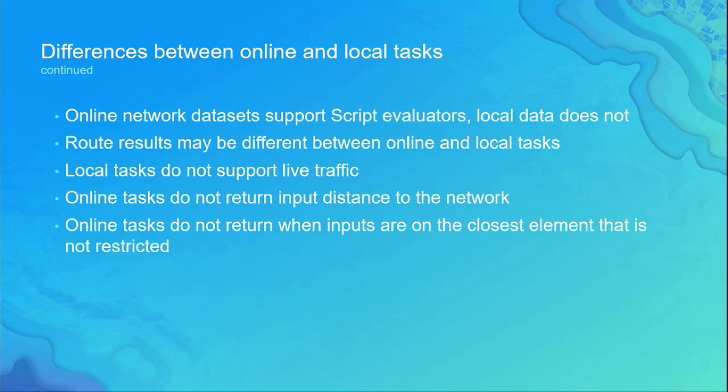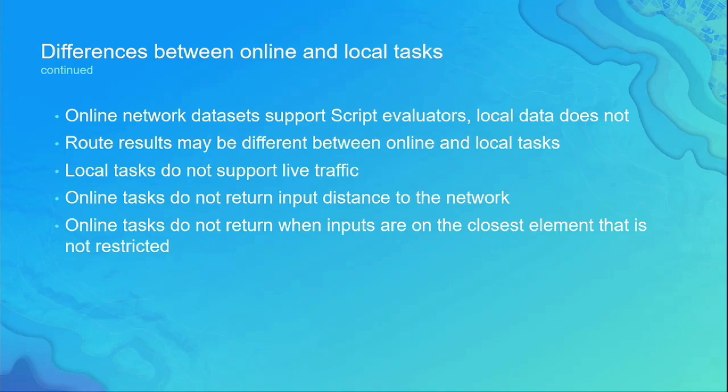Other differences: online network data sets support script evaluators. There's no VB script in iOS and Linux and Android. Yeah, it's just not there. So if you have a network data set with script evaluators, you won't be able to publish that. New for the 100.2 release was support for the global turn delay evaluator. So that is now supported inside of the runtime solvers, or the runtime tasks.